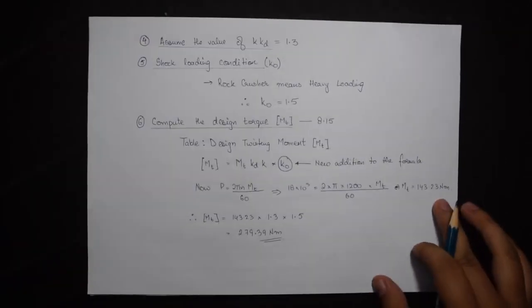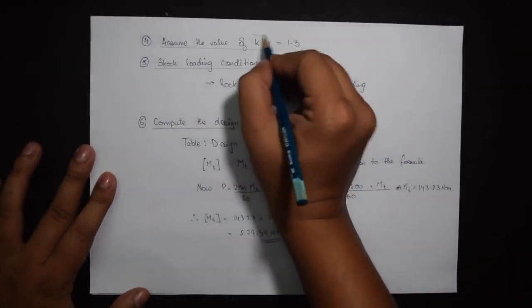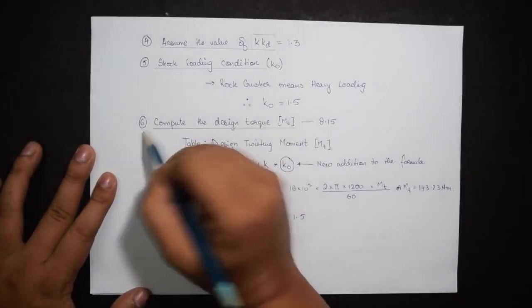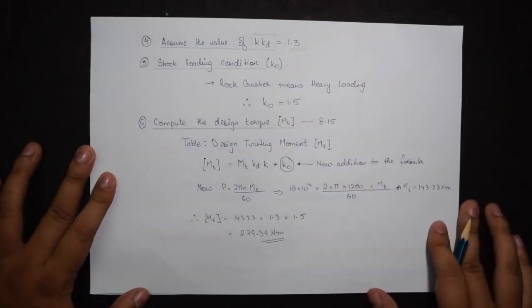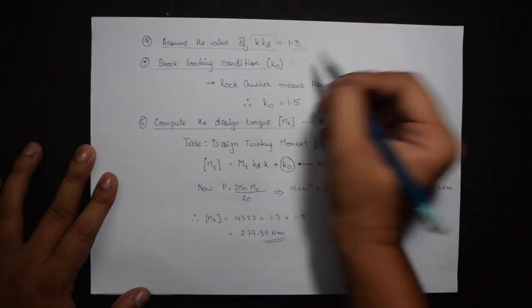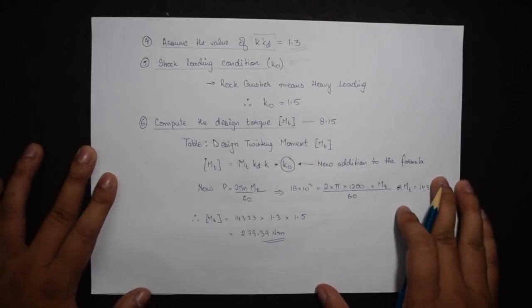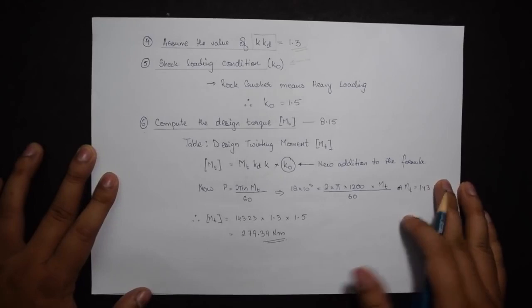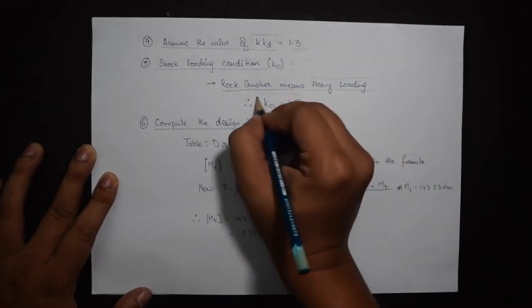Step 4 is assuming the value of KKD. Now KKD would be used in step number 6. So we will assume the value of KKD as 1.3. Step 5 is the shock loading condition, which I had told you on the very second page of this tutorial. So we see that the application is rock crusher, therefore heavy loading. So we'll take K0 equal to 1.5.